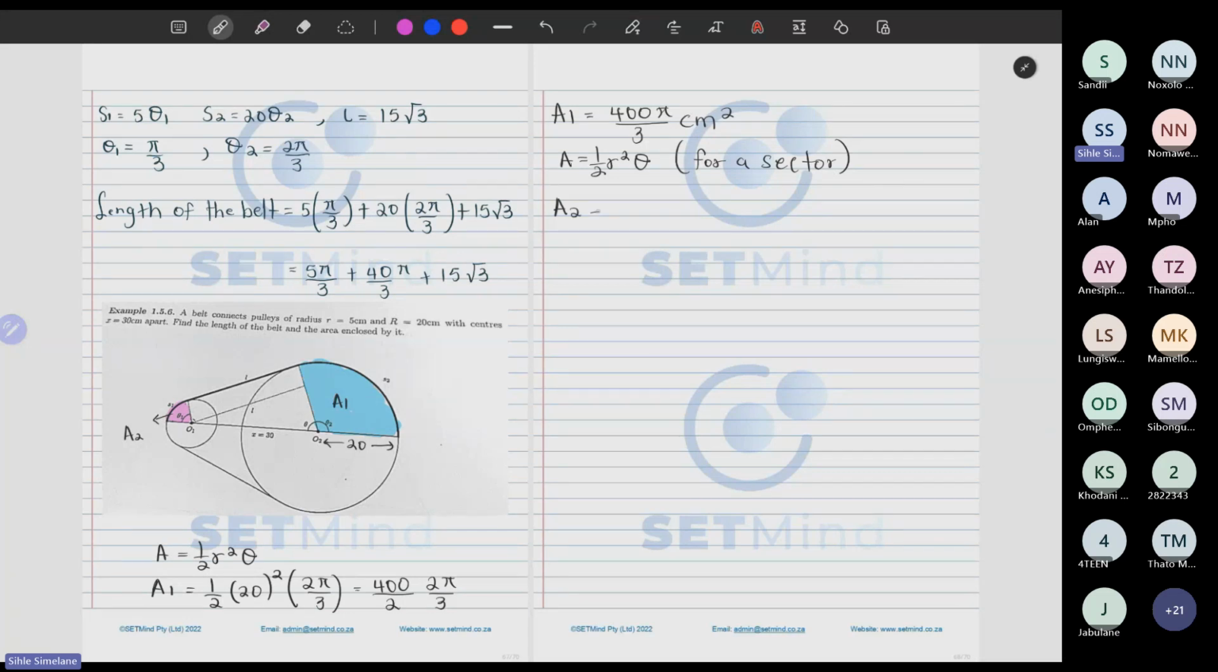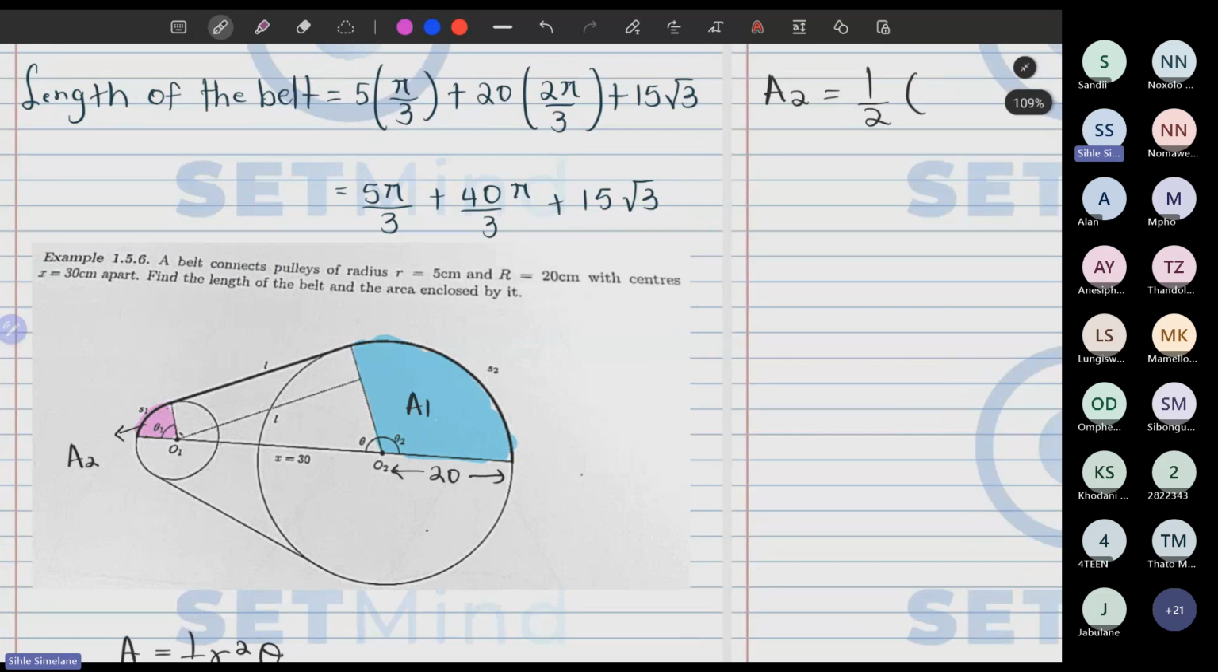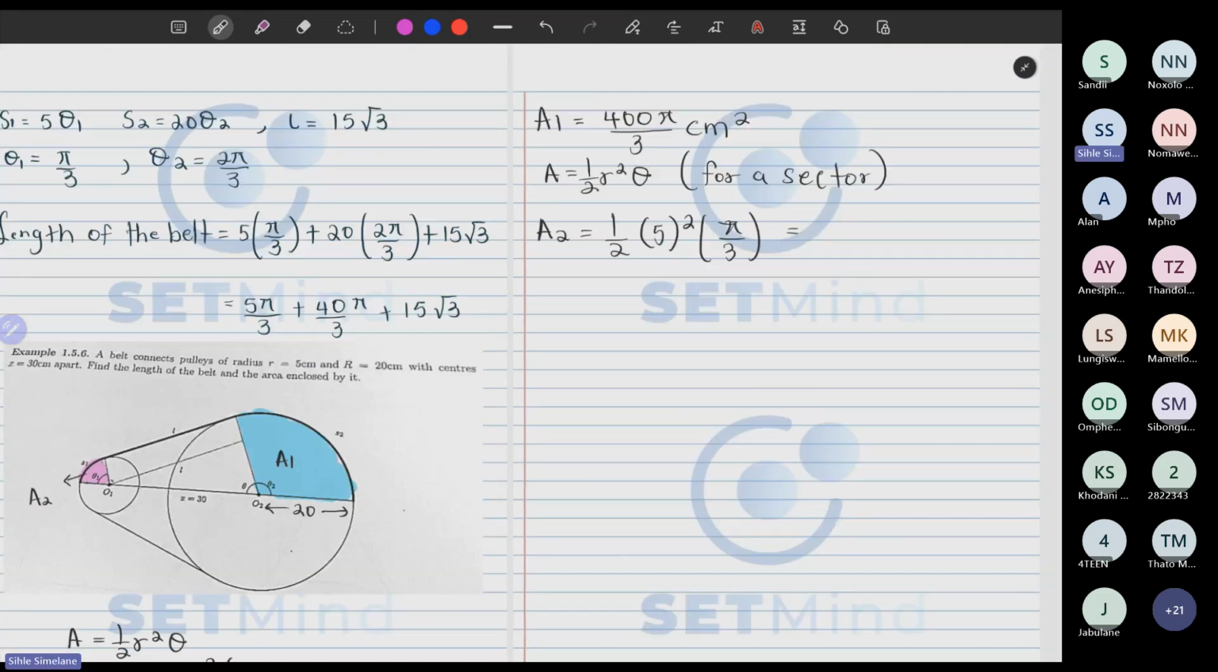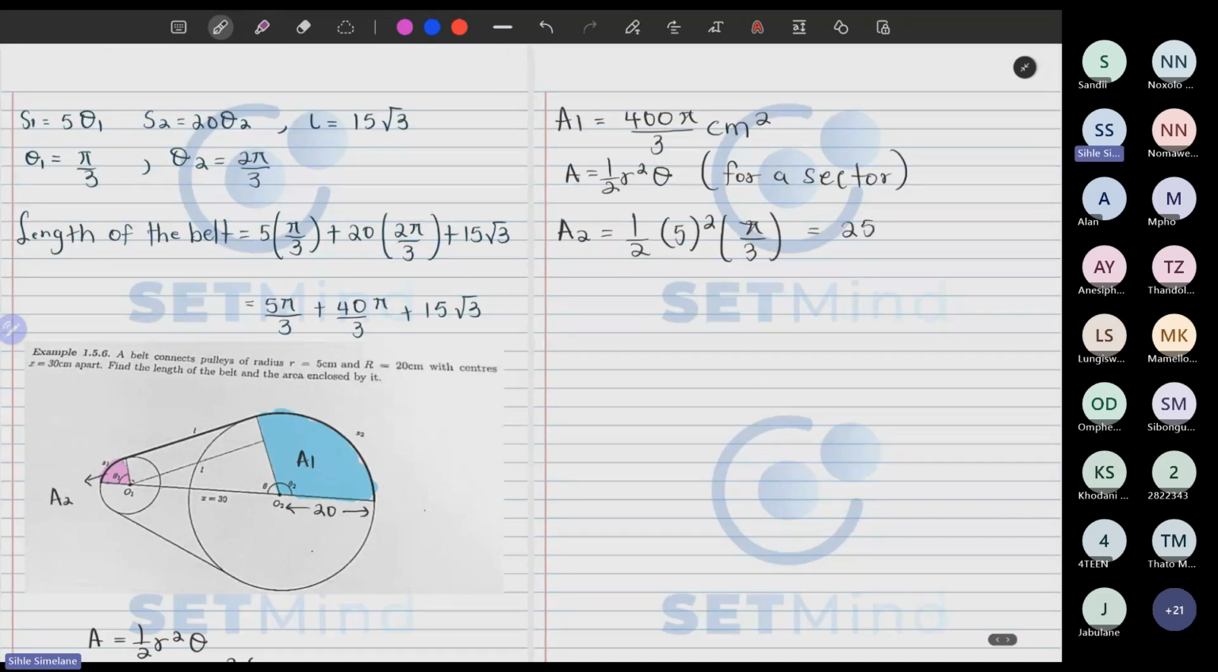So our area 2 will be half of, if you remember, the radius of that sector, which is pink, which we call area 2, the radius was 5. And then the angle, theta 1, if you remember, we figured out previously that it corresponds to theta, which was pi over 3. So the area will end up being 25 pi over 6 centimeters squared. So we're done with the pink area.